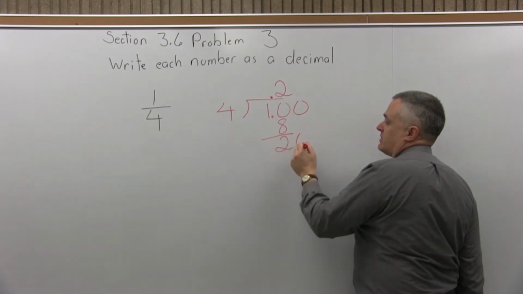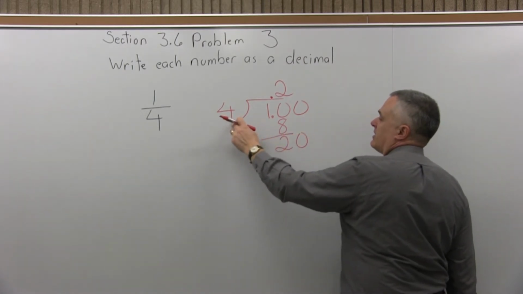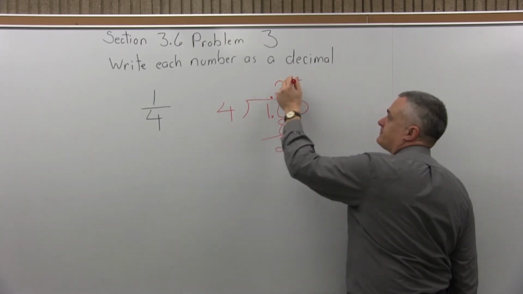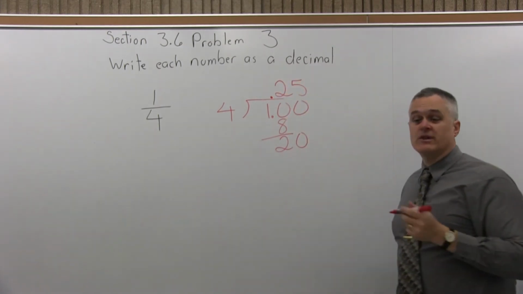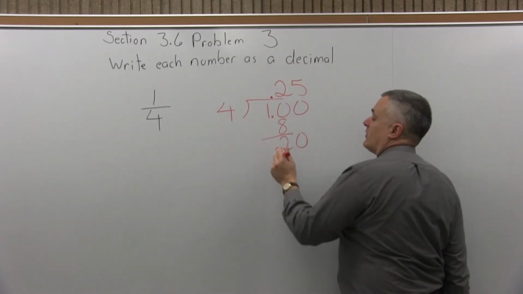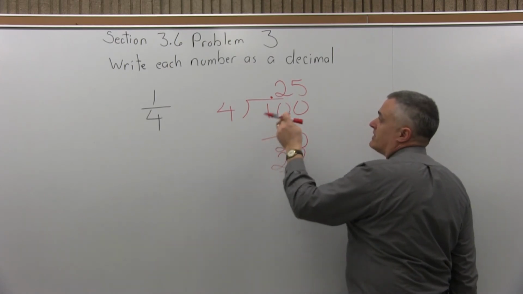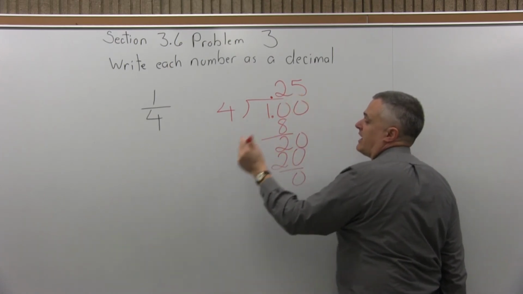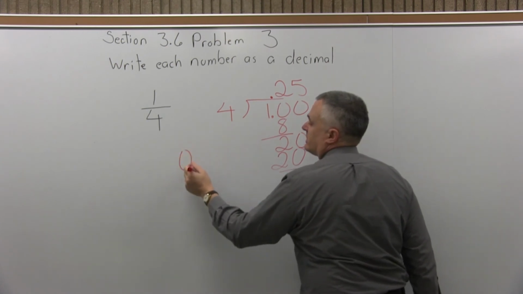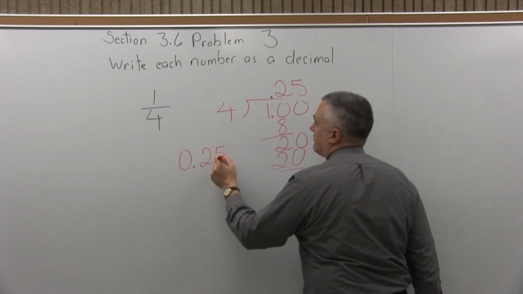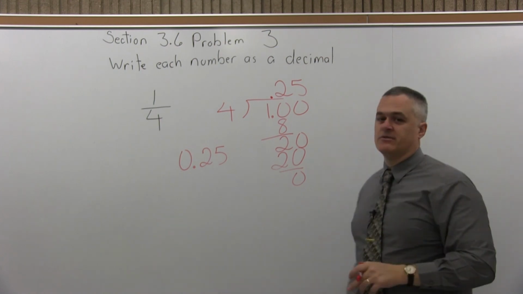Now, that 0 we just put in can come straight down. Now you're going to divide 4 into 20. 4 goes into 20 evenly 5 times. 5 times 4 is 20. The remainder is 0. So now 1/4 is equivalent to 0.25. Some people like to write a 0 in front, 0.25, or just .25 if you don't put the 0 in front. That's okay.